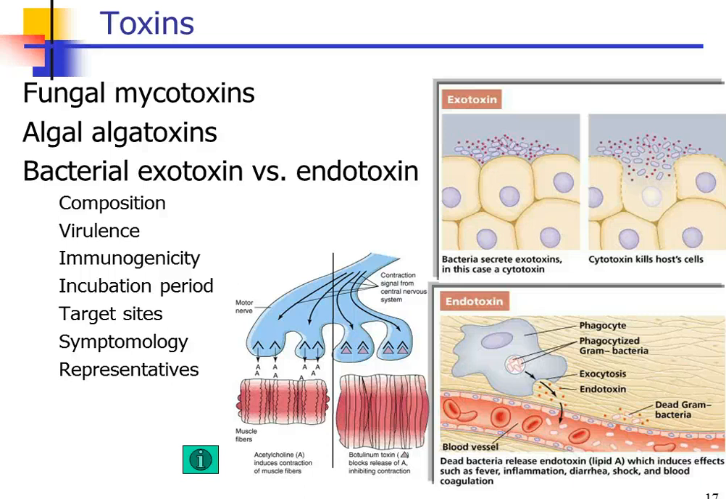The target sites depend on the type of toxin, particularly for exotoxins. There are neurotoxins, which are exotoxins. They produce neurological effects. There are cardiotoxins that affect the heart. There are cytotoxins that affect cells. So they have a wide variety of types of effects depending on where the toxin is located.